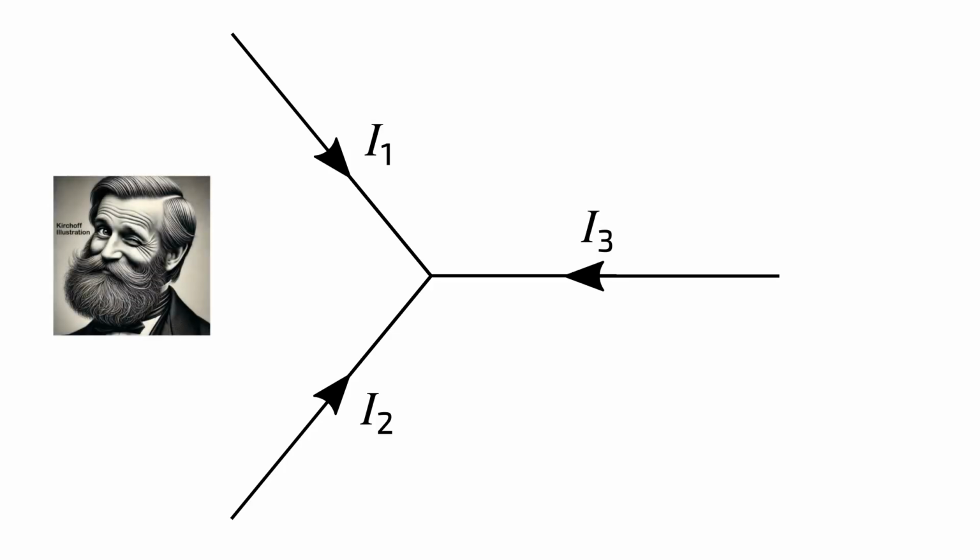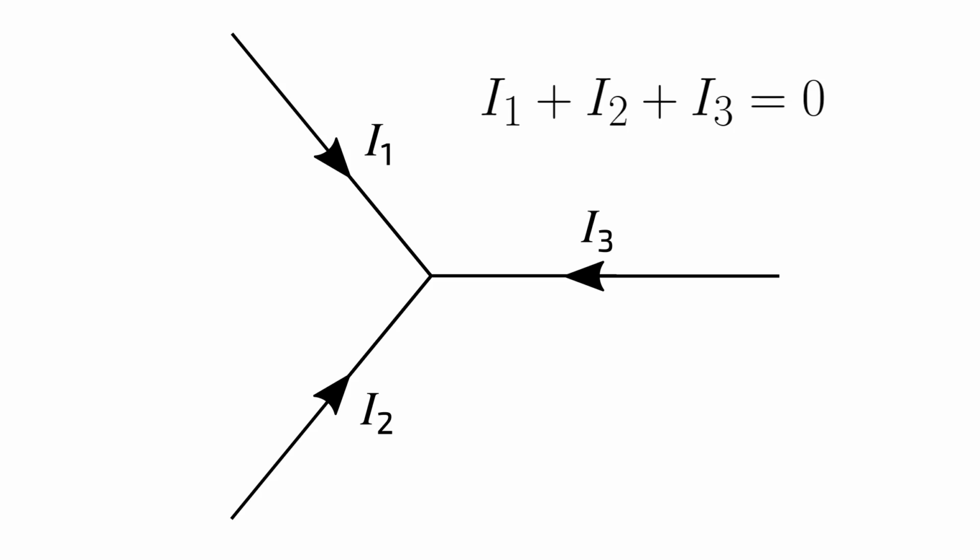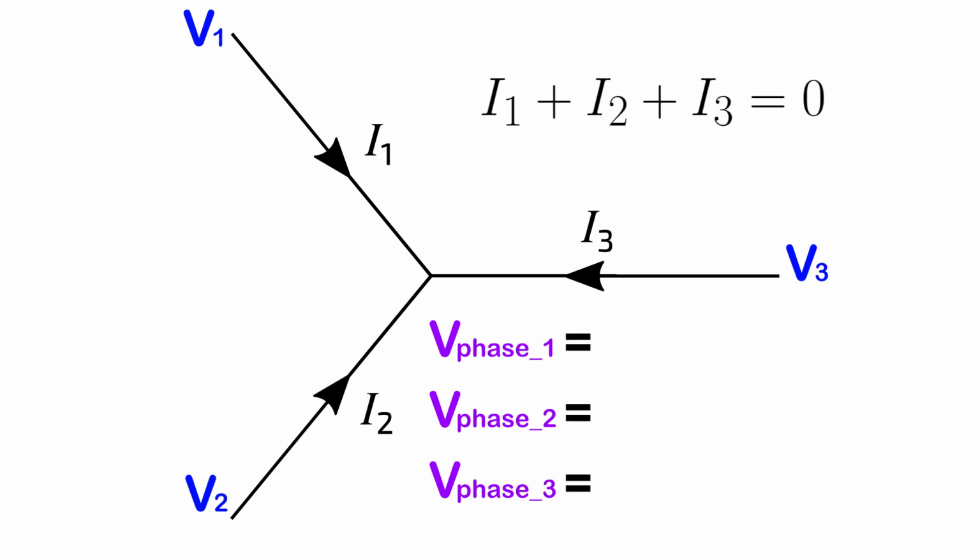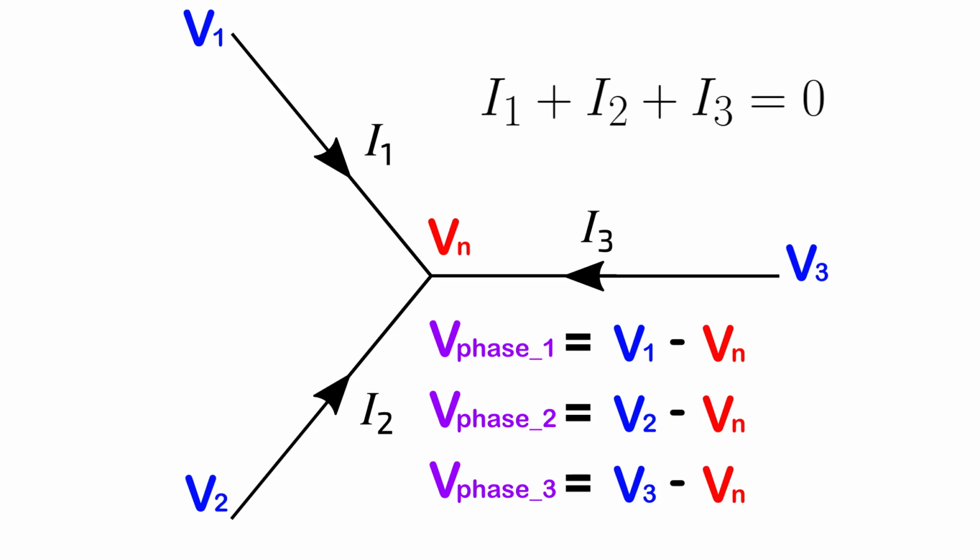According to Kirchhoff's current law, the sum of the currents coming in and out of the middle node is 0. Additionally, the actual phase voltages are determined by the difference between two voltages, the voltage commanded by the inverter and the neutral voltage, which is the voltage in the middle node.